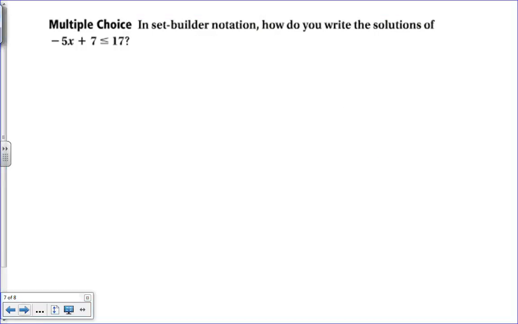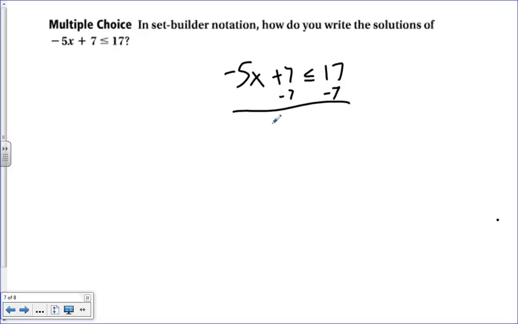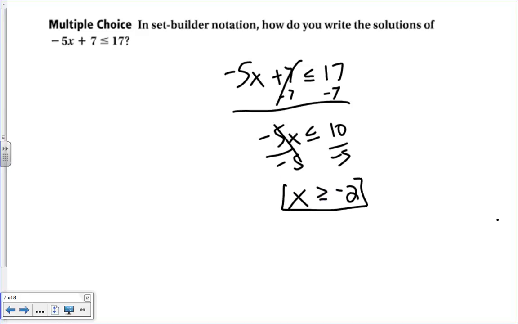Let's do one more example here. It says, in set builder notation, how do you write the solutions of that? So why don't we solve it first? Negative 5x, so we can figure out what we're dealing with. So less than or equal to 17. Subtract 7 from both sides. You still have negative 5x less than or equal to 10. And when you divide both sides by negative 5, x is going to be, negative, so we switch the sign. Greater than or equal to negative 2. So that's our inequality.